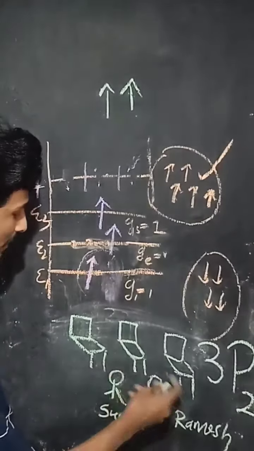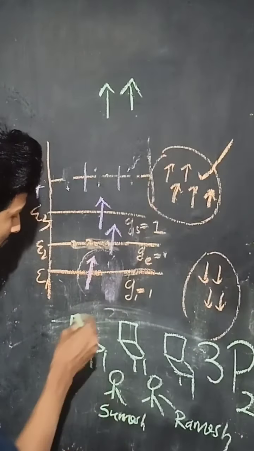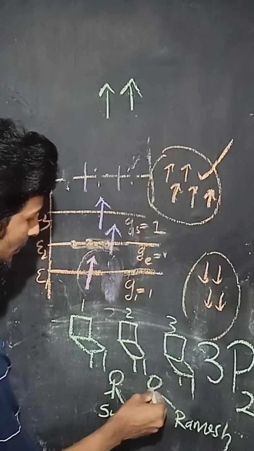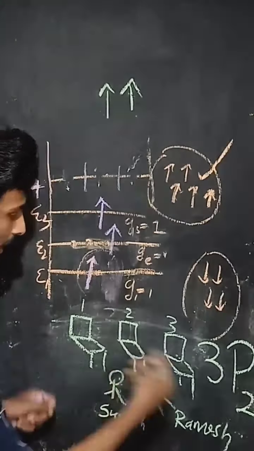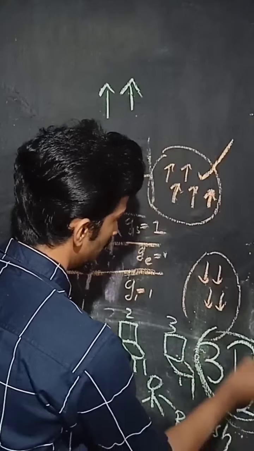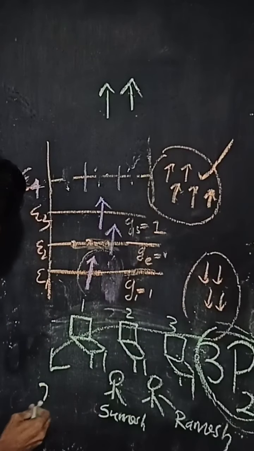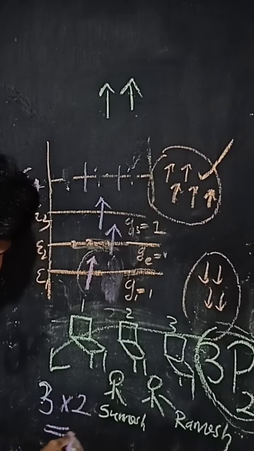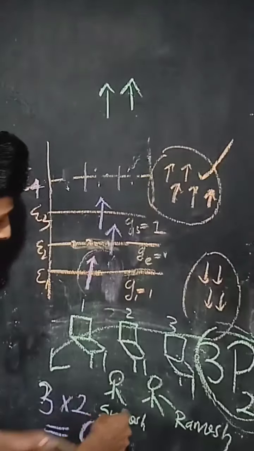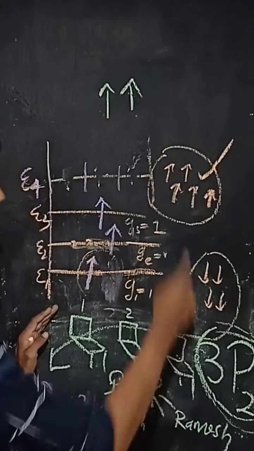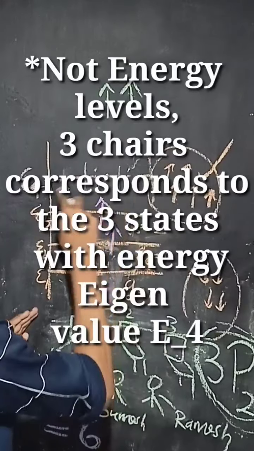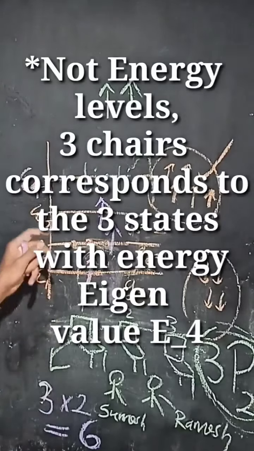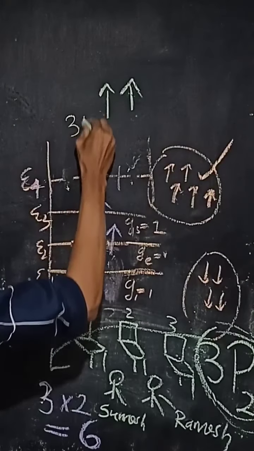in how many ways can Sumesh and Ramesh sit into these chairs? That is, you can number the chairs 1, 2, 3. Sumesh comes here, Ramesh comes here; Sumesh comes here, Ramesh comes here; Ramesh comes here, Sumesh comes here. So this 3P2 is actually 3 into 2, that is, 6 ways. In 6 ways, Sumesh and Ramesh can sit into these chairs, and Sumesh and Ramesh are these 2 particles, and these 3 chairs are these 3 energy states. So we can arrange them in 3P2 ways.